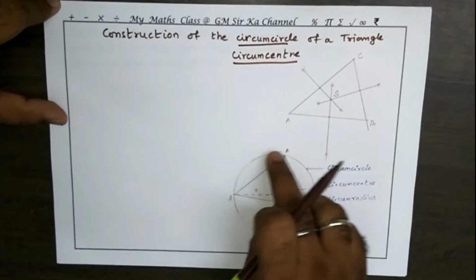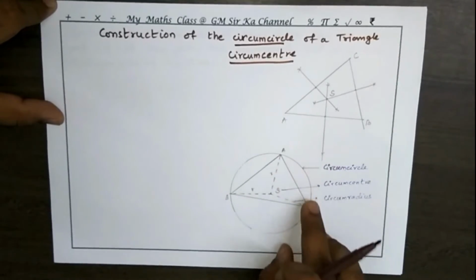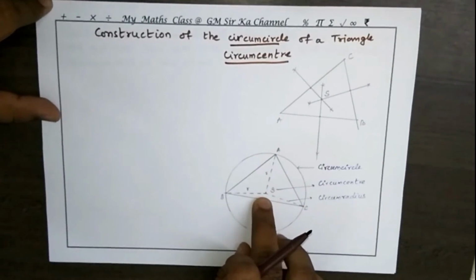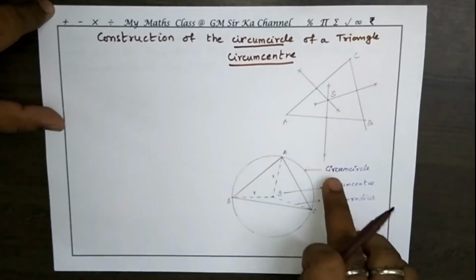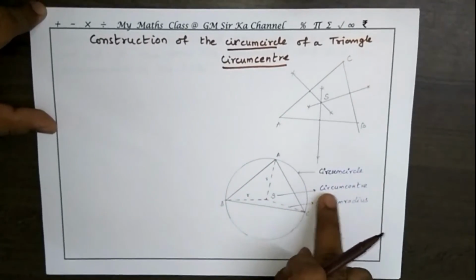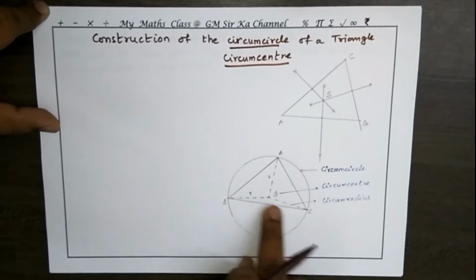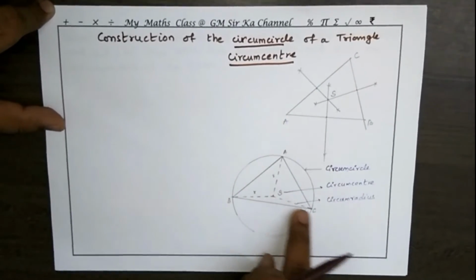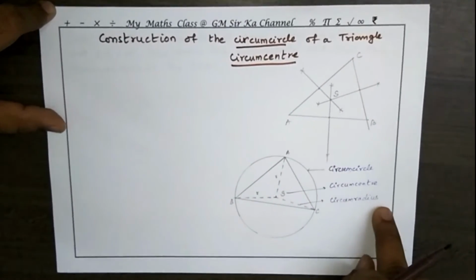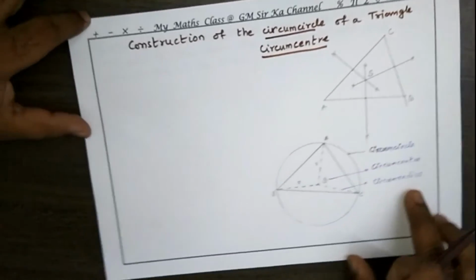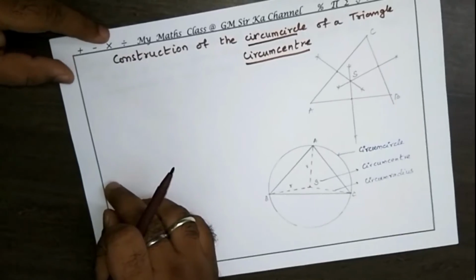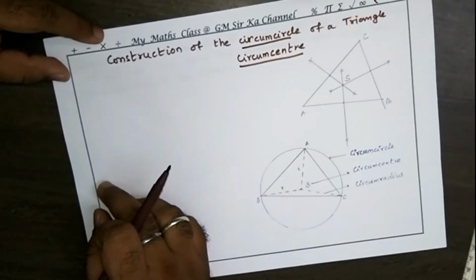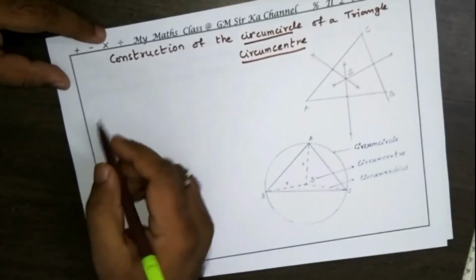So that circle obtained from the center, the circumcenter, is called the circumcircle. You can see this circle is the circumcircle, this point S is the circumcenter, and the radius of this circle is called the circumradius. So we can now define what is the circumcenter of the triangle.